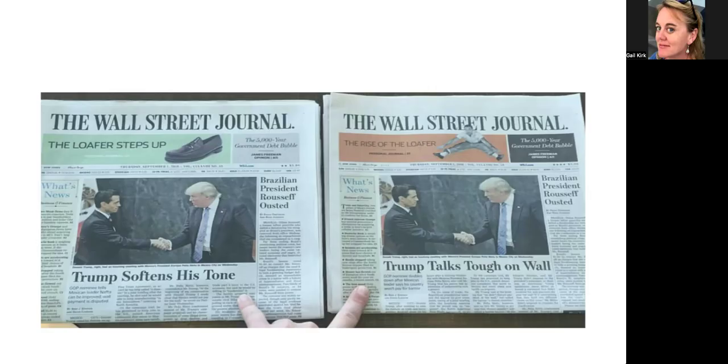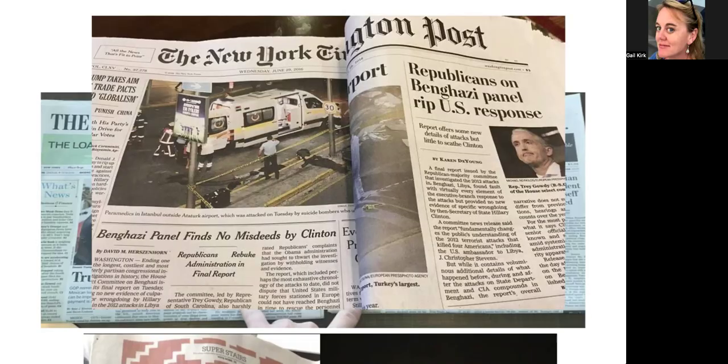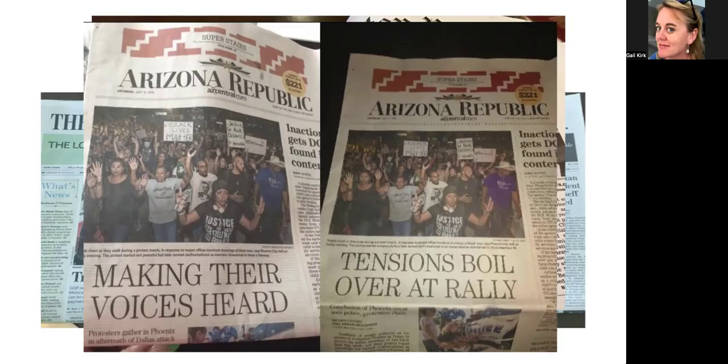Another great example of this is, let's see, this one right here, Arizona Republic. You got the same thing, same day, same newspaper, same picture. But think about how inflammatory these two different headlines are. Making their voices heard sounds like First Amendment. Tensions boil over at rally sounds like a riot or a mob. And yet it's the same thing. Again, different audiences means different headlines.